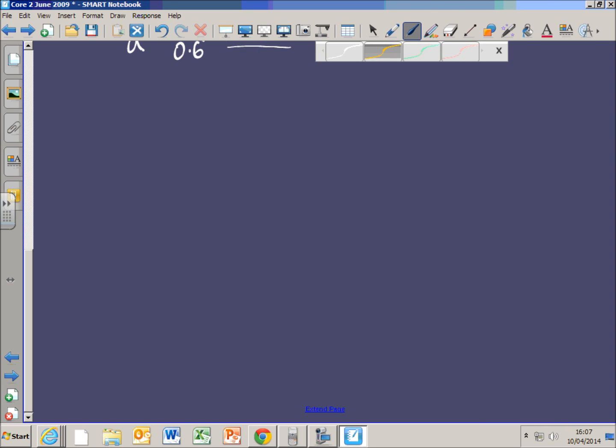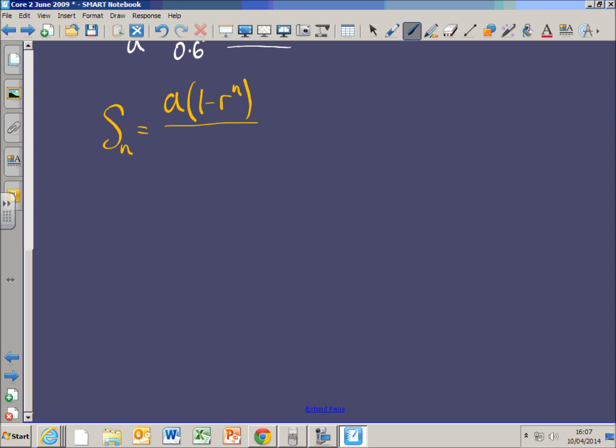We have two sums for the geometric sequence. They're both in the formula. We have the sum of the first n terms. What's the formula for that? The sum of the first n terms. a times 1 minus r to the n, over 1 minus r.